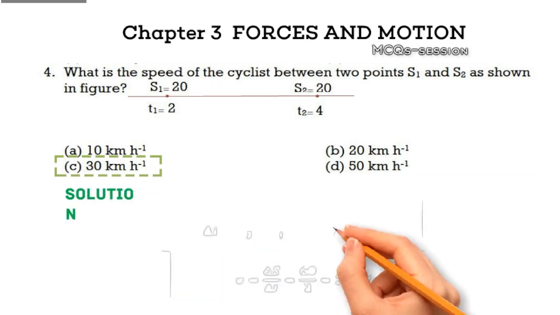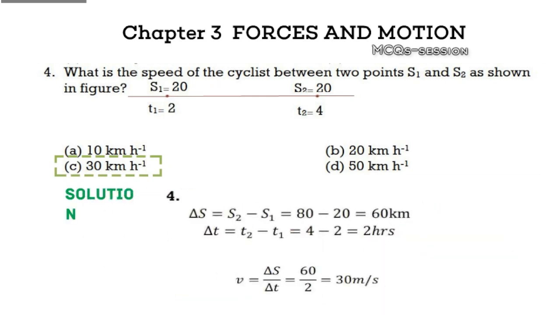Explanation: to determine the speed, divide the total distance traveled by the time taken. Here, total distance is 60 km and total time is 2 hours. This calculation results in 30 km per hour.